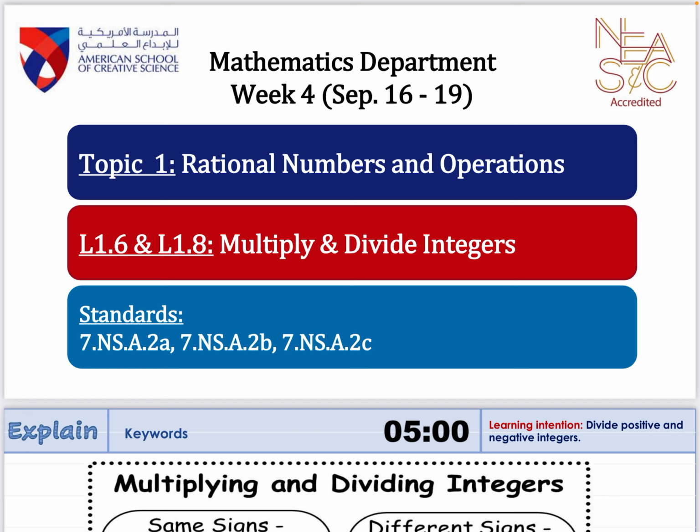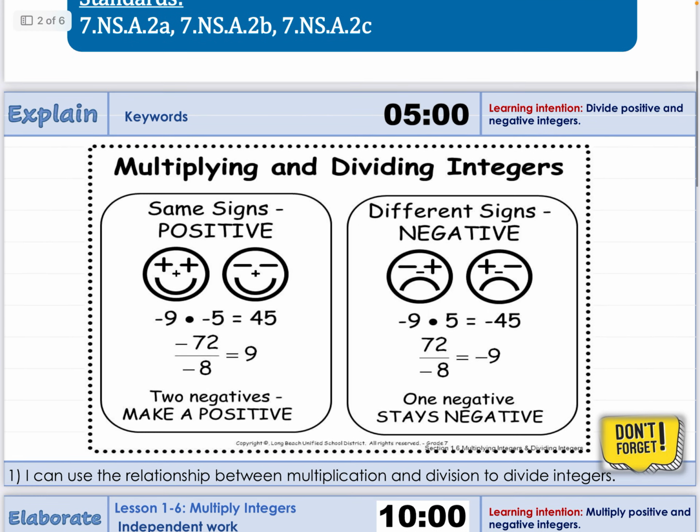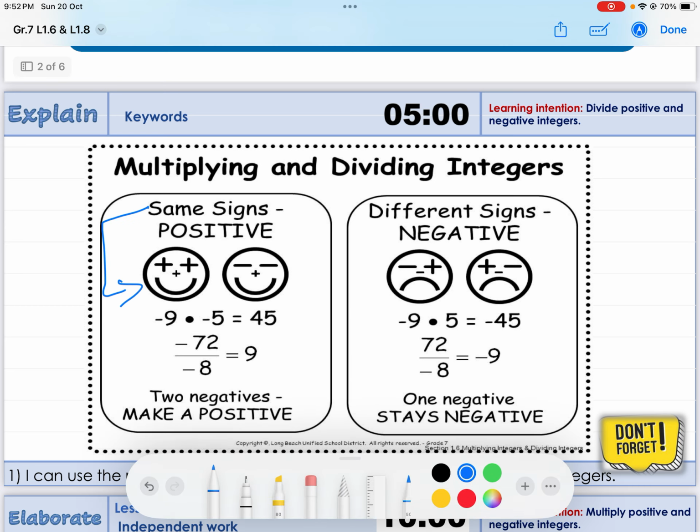So now I'm going to give you a quick revision of lessons 1.6 and 1.8, how to multiply and divide integers. As you can see, for multiplying and dividing integers, we follow the same rule: same sign, we are happy. Whenever you multiply two numbers with the same sign, or divide two numbers with the same sign, the answer is always going to be positive. Okay? Same sign, we are happy.